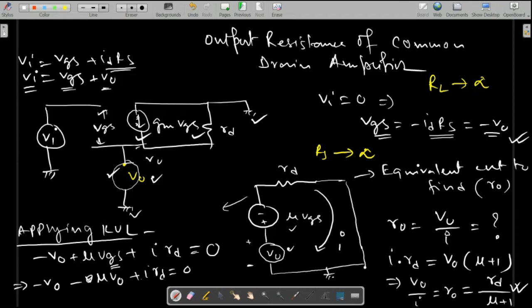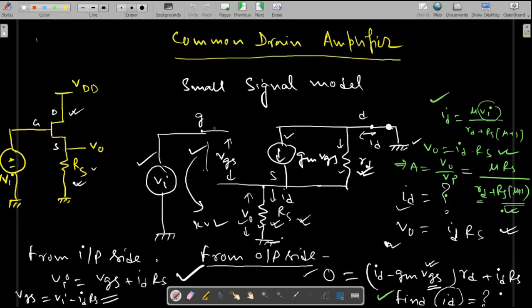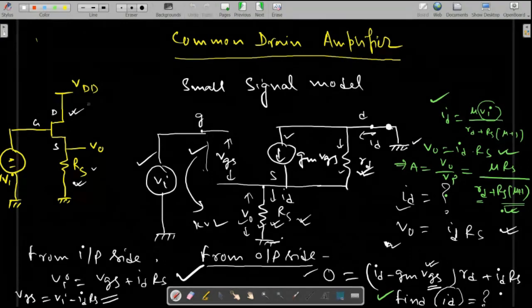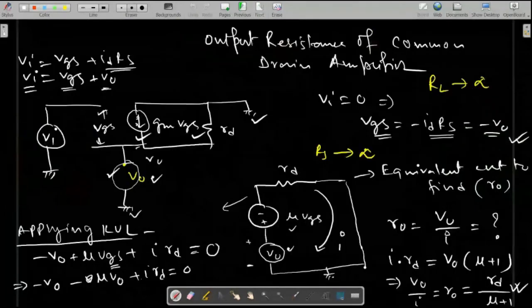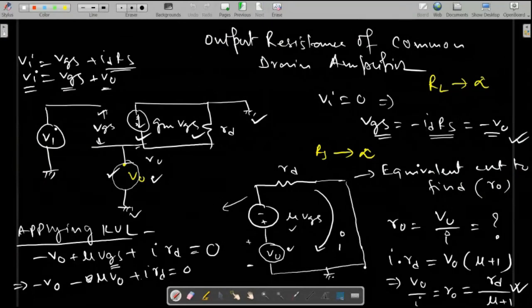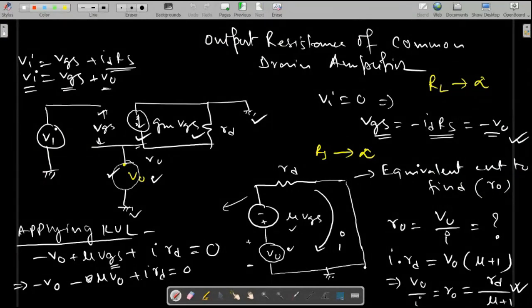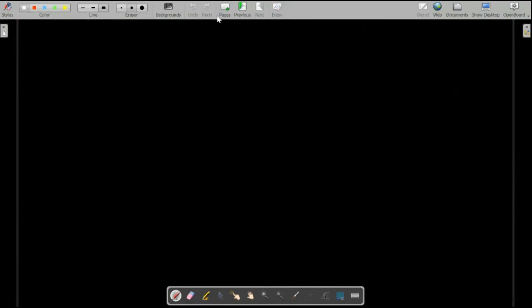In this way, we can calculate. And if you want, you can go for another configuration, common drain amplifier with drain resistance, in your textbook. That means here one resistance will be connected. Then the solution will be a little bit different, but the process is same. If you can draw the diagram, you can go for the derivation. So this is all about the analysis of FET amplifier, calculation of gain and output resistance for common source and common drain configuration. It's very important. You have to check. And finally, we have to write the summary or conclusion. Summary.